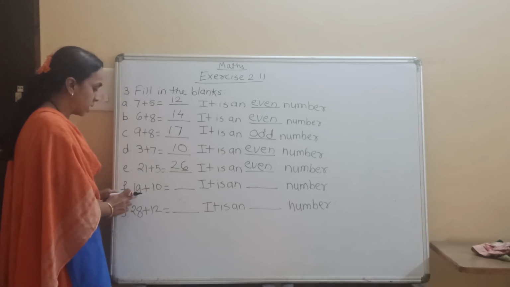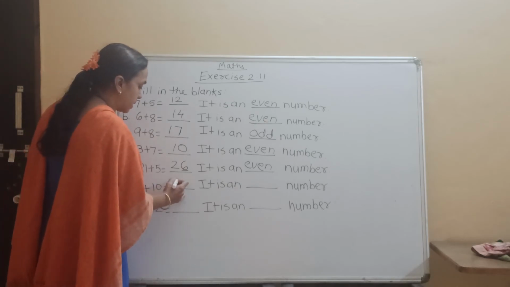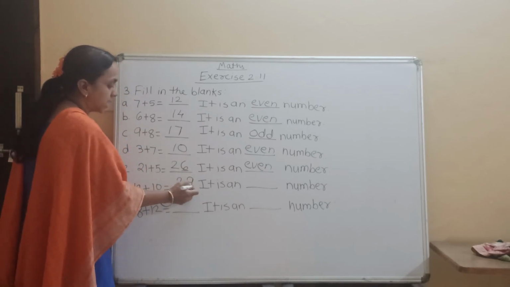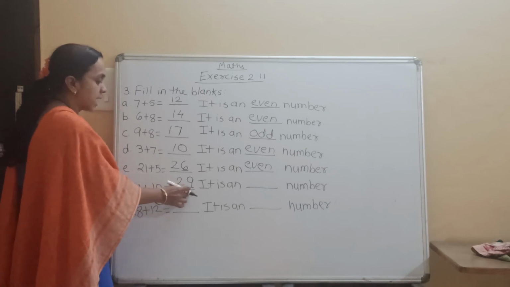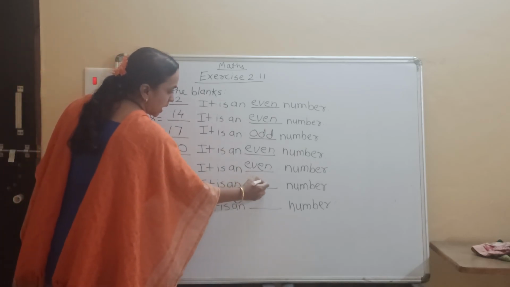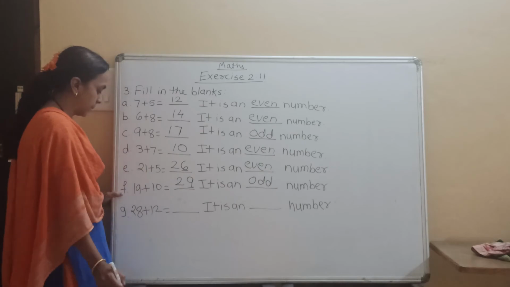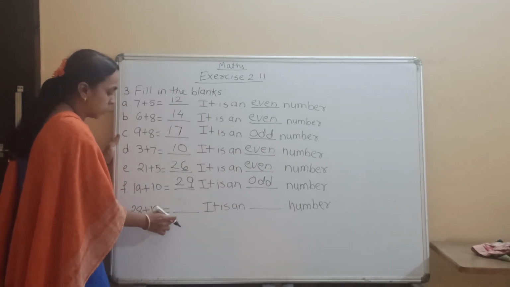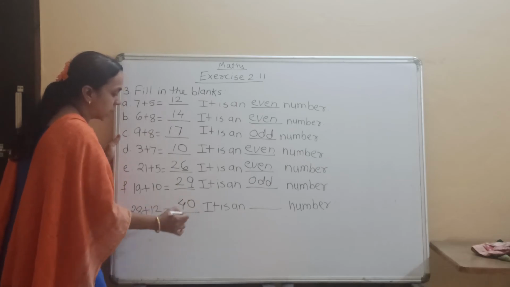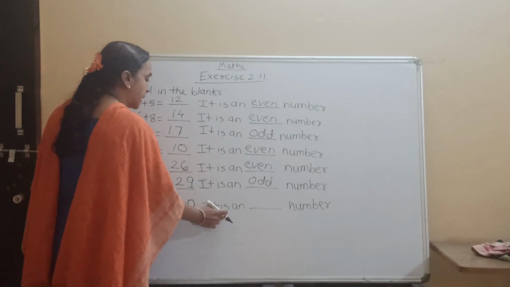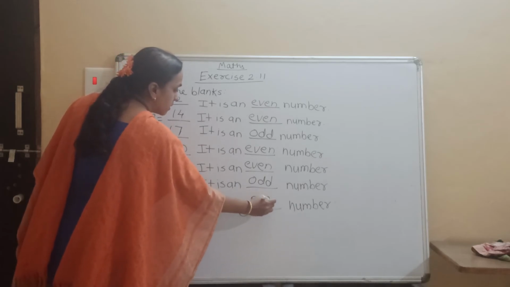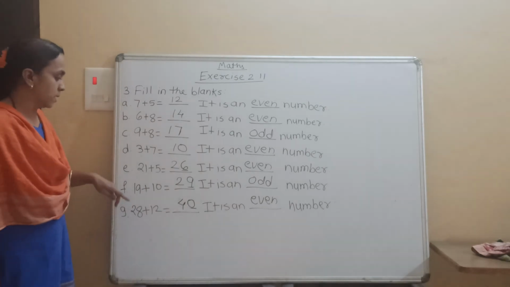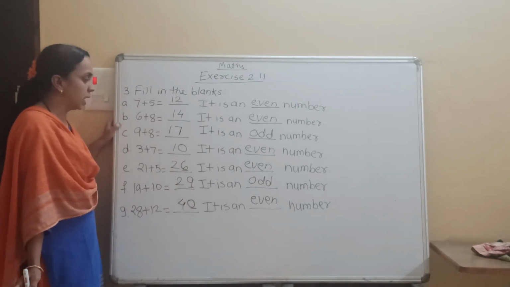Then F question is what? 19 plus 10, 19 plus 10 equal to 29. So see, at the ones place 9 is there, 9 is an odd number, so we have to write down here odd number. Then G question is what? 28 plus 12, 28 plus 12 equal to how much? 40. So 40 is an even number. At the last, we can see here 0 is at the ones place. Complete this third question in your textbook.